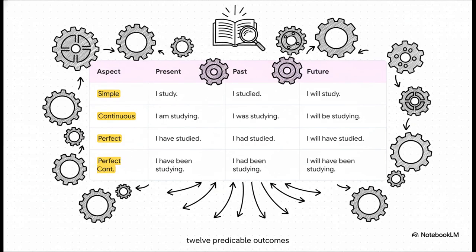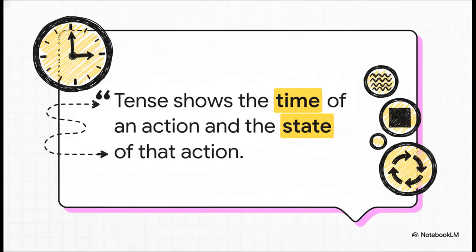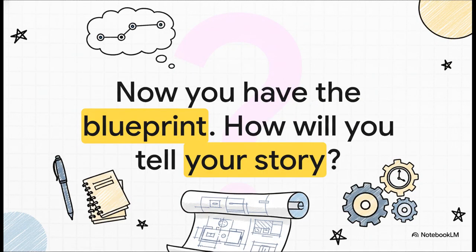And here it is, the whole system, all in one place. Using a simple verb like study, you can see the clean, logical pattern through all 12 tenses. It's not 12 random things to memorize, it's one beautiful system with 12 predictable results. And that brings us right back to where we started, to that core definition. Just remember, every single time you pick a tense, you're telling your listener two things at once. Not just when it happened, but also the state of that action, whether it was ongoing, complete, or just a habit.